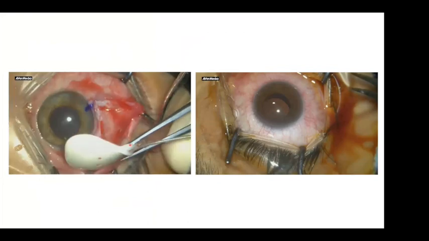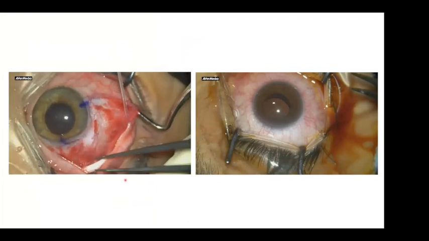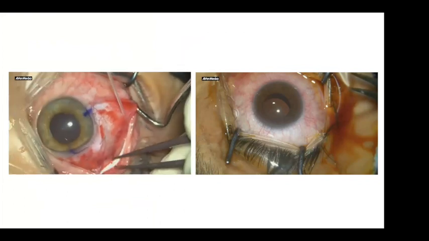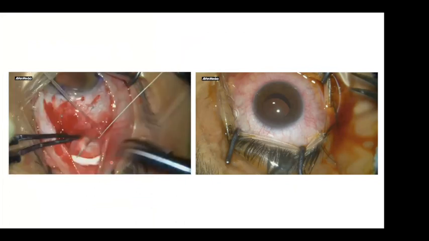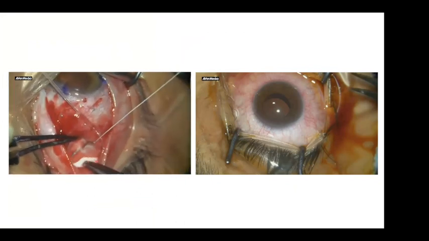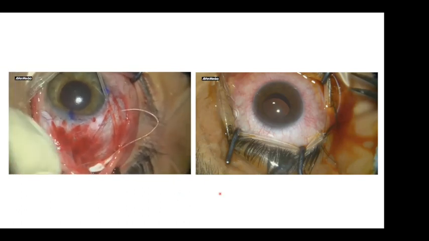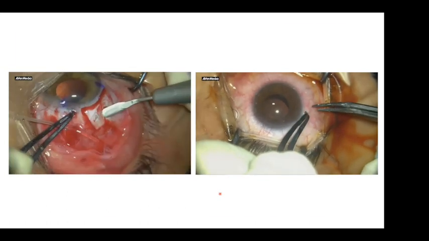Now to the left here are the Baerveldt implants, or there is an Indian version, which is the Aurolab, which is like the Baerveldt implant. It's a large implant which has to go underneath the muscles, so it's a bit more difficult for its insertion. And to the right side, we'll see the Ahmed glaucoma valve that we will see later.